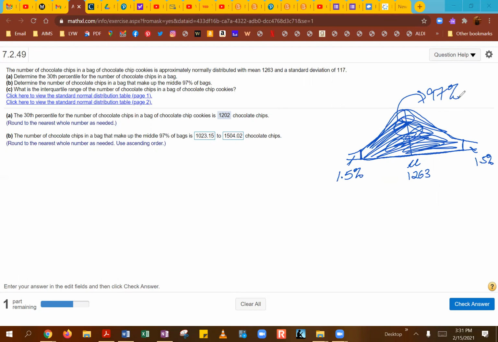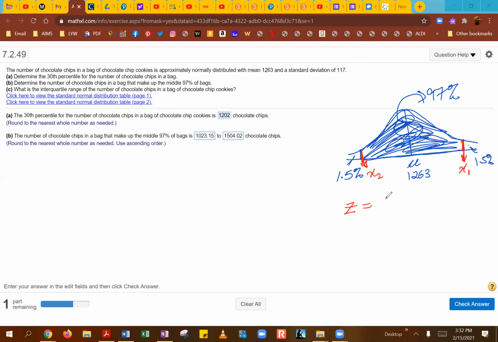So basically what we are interested in is finding out what these data values are going to be, these numbers, where we form that middle 97%. So let's say we want to find, let's call this guy X1, let's call this guy X2. So we're interested in finding X1. Now for both of these, we're actually going to need to figure out what the probability is, and then based on probability, we'll need to figure out what this data value is.